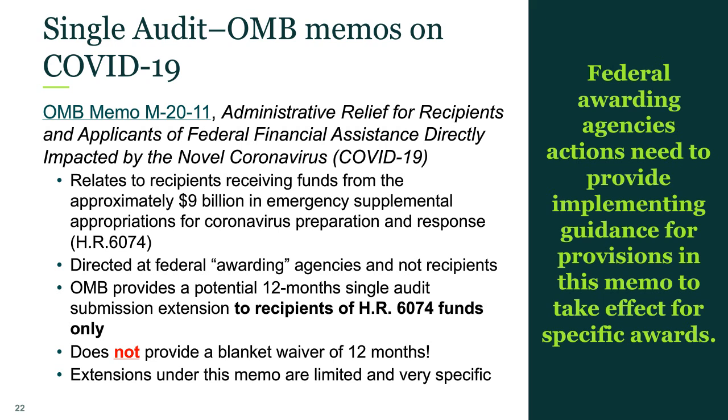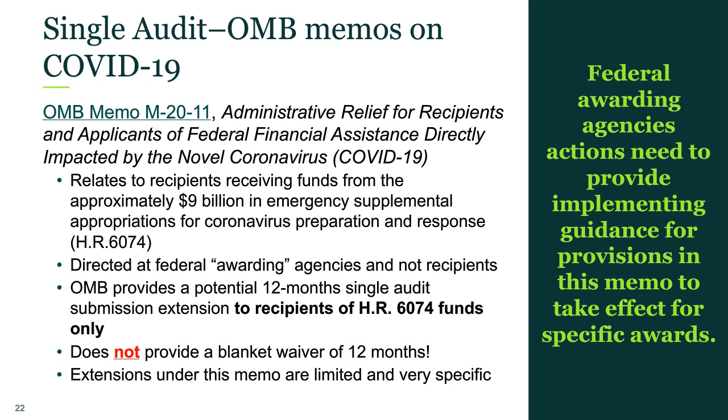The first memo is M-20-11, and it's specifically related to funding from early March, the $9 billion in emergency supplemental appropriations for coronavirus preparation and response. These funds flowed mostly through HHS and provided flexibility such as a potential 12-month single audit submission extension to the recipients that specifically received that funding under that act.